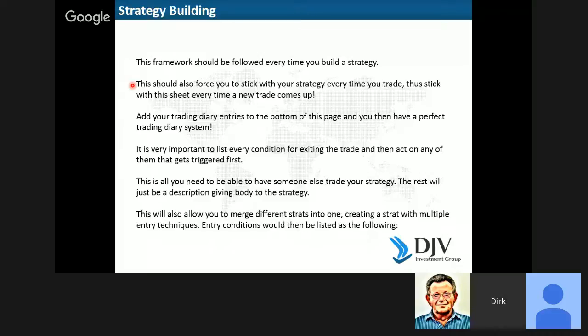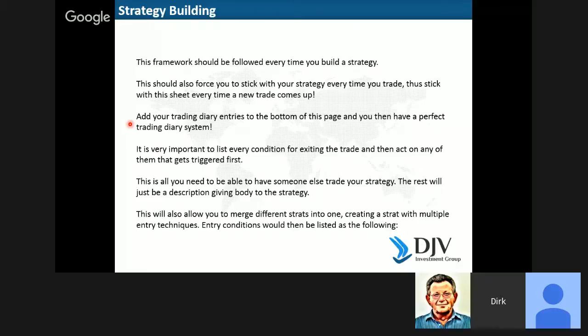Now, you can, if you want, add your trading diary entries to the bottom of this page, and that basically creates an awesome trading diary system for you to follow. Normally what I recommend is, once you've finished up your tick chart, print it out and laminate it. Then you just use a Koki marker or whiteboard marker, and you can tick off those conditions and just wipe it out once you're done with the trade. So you just stick that onto your desk where you're trading and you just follow that. Like I said, it creates the habit of consistency and discipline within your trading.